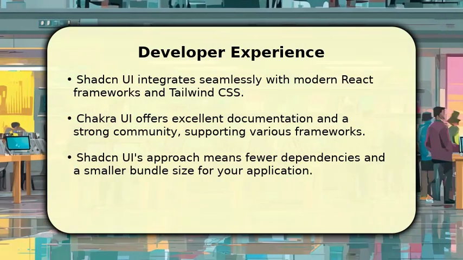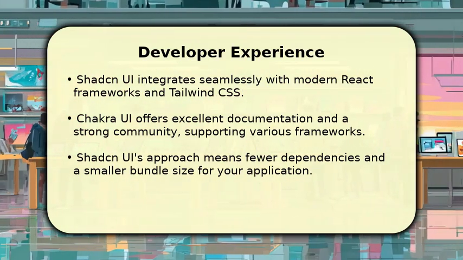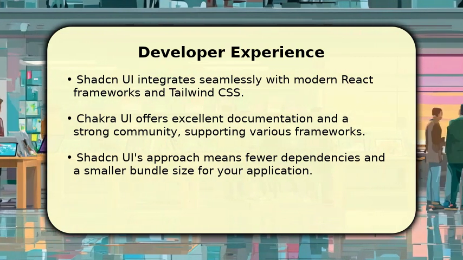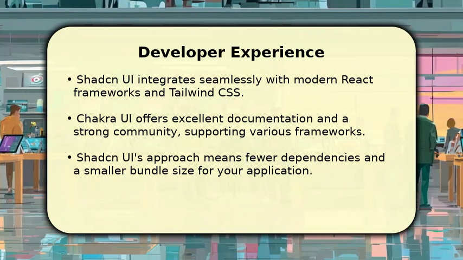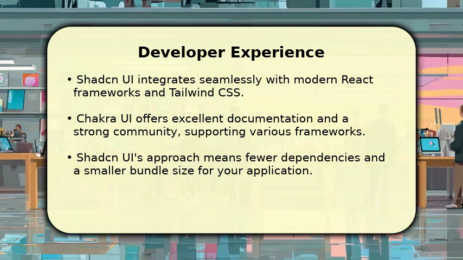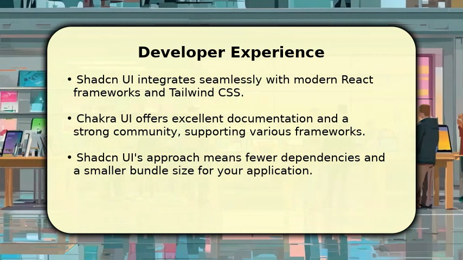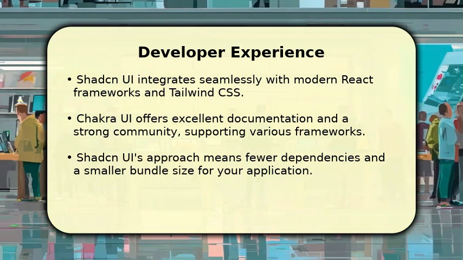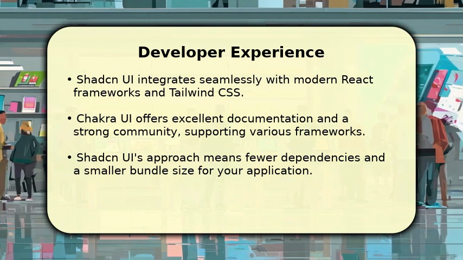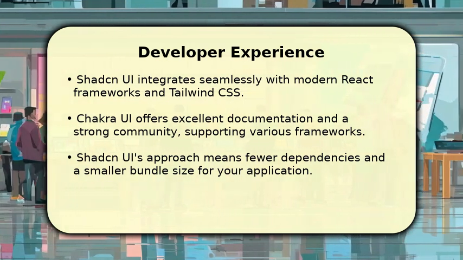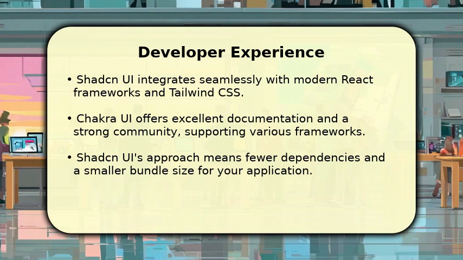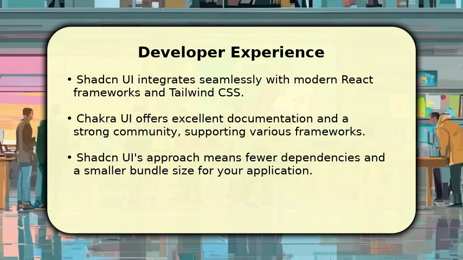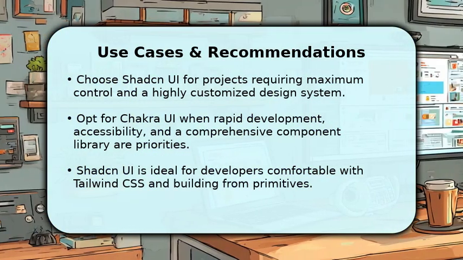The developer experience varies significantly. Shadcn UI integrates seamlessly with modern React frameworks and Tailwind CSS, often resulting in fewer dependencies and a smaller overall bundle size. Chakra UI boasts excellent documentation and a vibrant community, supporting various frameworks with a rich set of hooks and utilities. Your choice here might depend on your team's comfort with owning component code versus leveraging a fully managed library. So, when should you choose which?